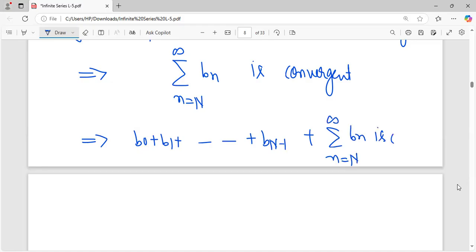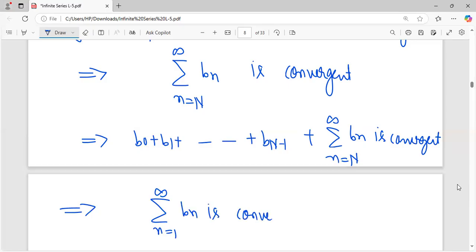Bn is convergent. So this implies the summation from n equals 1 to infinity of Bn is convergent. Okay.